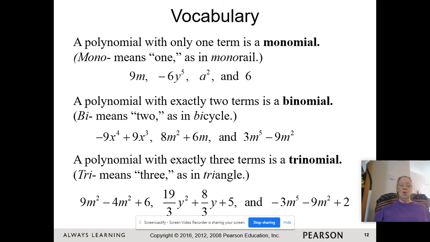One thing that I tend to ask my students, or students ask me sometimes too, is what would we call a polynomial that has four terms? Well, you actually just call it a polynomial. We don't have a special name for a polynomial with four terms. We've got one term, two terms, three terms, but once we get to four terms, we just call it the generic polynomial.